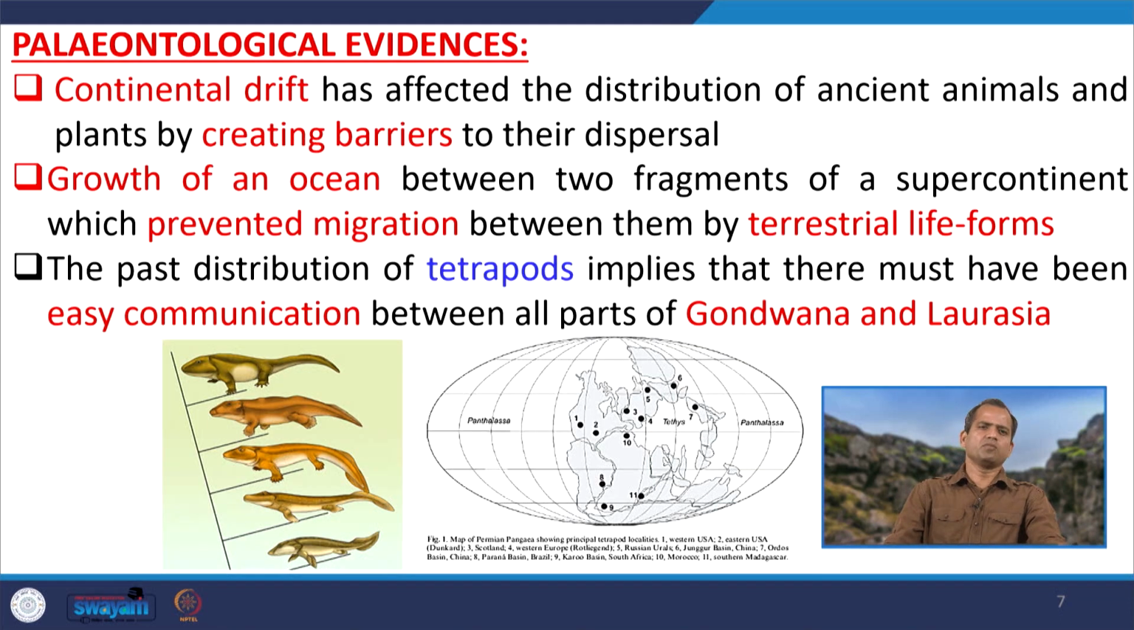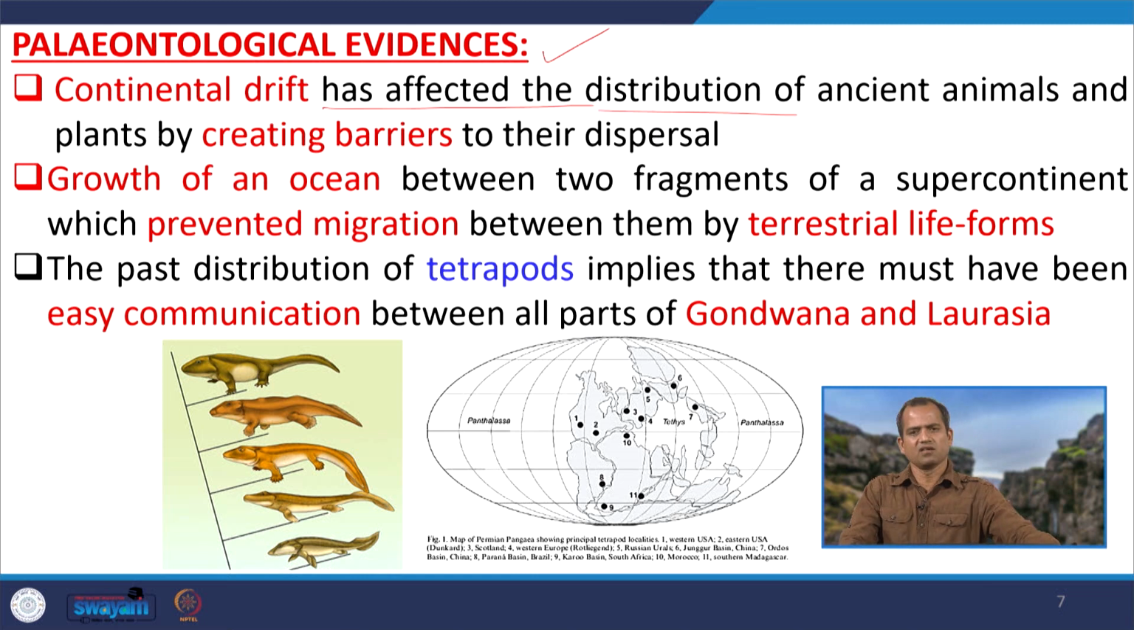Then another very prominent support for continental drift is the paleontological evidence. If you see, it has affected the distribution of ancient animals and plants by creating barriers to their dispersal. Once upon a time, when these continents were together forming Pangea, there was free passage of animals among them. Now they are separated, and since they are separated by huge oceans, this became a barrier for their movement.